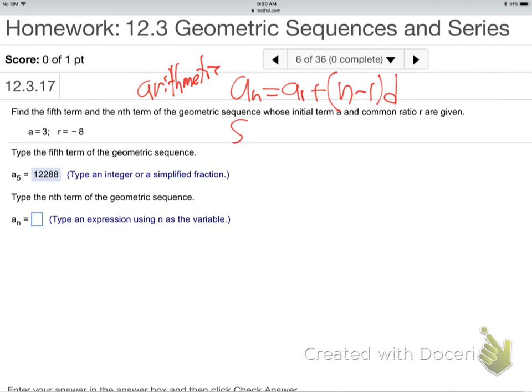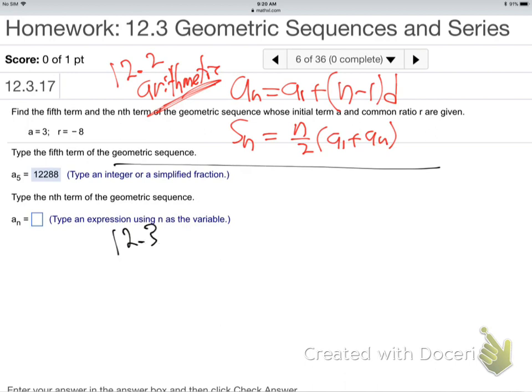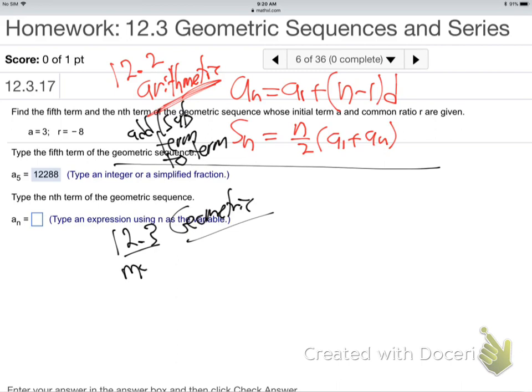Also, we had an S sub n, which was n over 2, a1 plus an. That was for adding them up, right? S stands for sum. So that was for arithmetic, section 12.2. Well, now we're in section 12.3, and we're talking geometric, which means you multiply. Arithmetic, we added and subtracted from term to term. Geometric, you multiply from term to term. That's the difference between a geometric sequence, which we're looking at now, and arithmetic, which we did last time in 12.2.